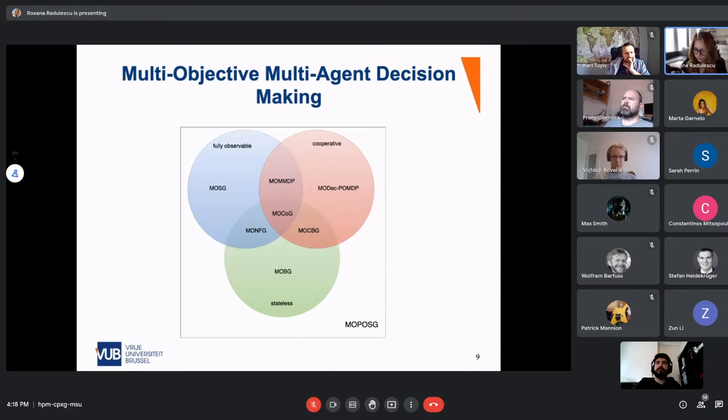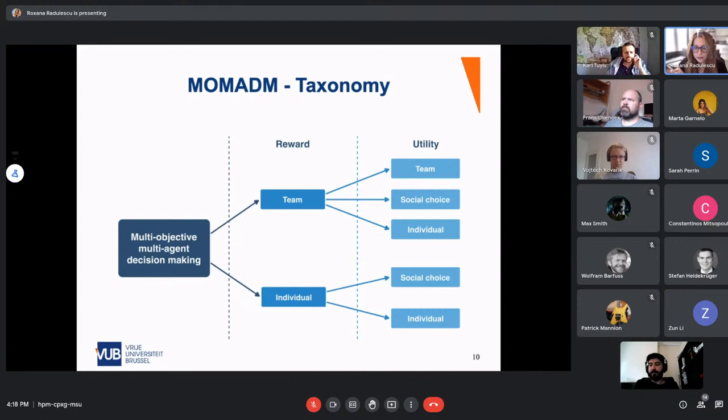So I just mentioned that multi-objective, multi-agent models are typically named according to assumptions about observability, whether the problem is sequential or not, and the structure of the reward functions. For example, if we are in a cooperative setting or not. So these are important distinctions, but they're not sufficient to determine what represents a solution when we follow a utility-based approach. So that's why we propose a taxonomy based on both the reward as well as the utility functions.